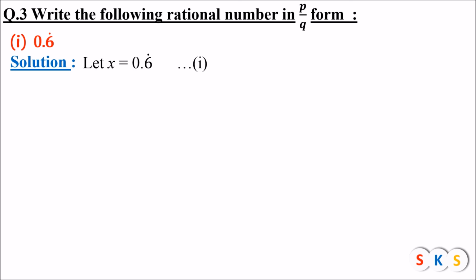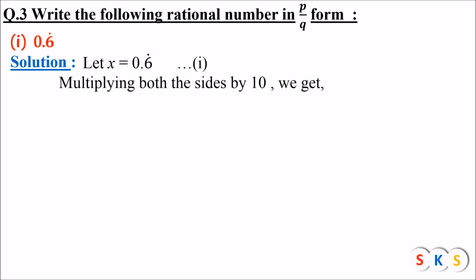So here I am going to multiply both sides of equation 1 by 10. So what we get here is x into 10 is 10x, and if we multiply 0.6 repeating by 10, what will happen? There are many 6s after the decimal, and one of the 6s will move towards the left side of the decimal. So you will get 6.6 repeating.